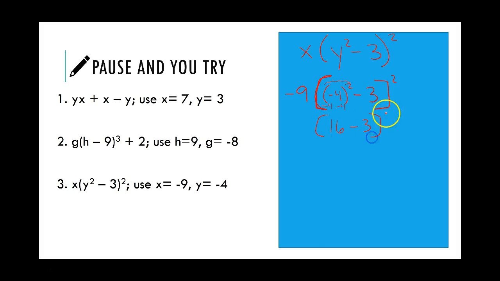So I'll go ahead and drop it down so you can see what it looks like. Now I'll do the 16 minus 3. So I have to do this whole entire thing here before I can worry about that exponent. So 16 minus 3 is 13. Now don't go doing -9 times 13 first. I have to then do this exponent. So this -9 times is just going to hang out. So 13 squared is 13 times 13, which would give you 169.